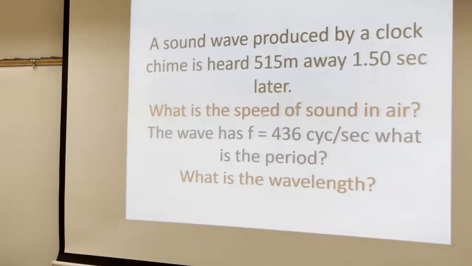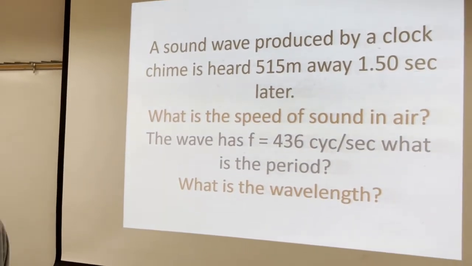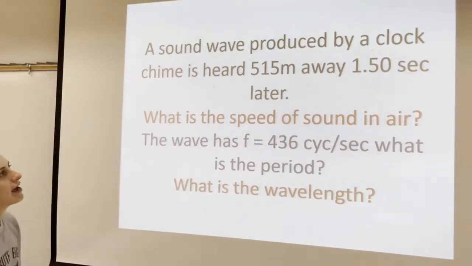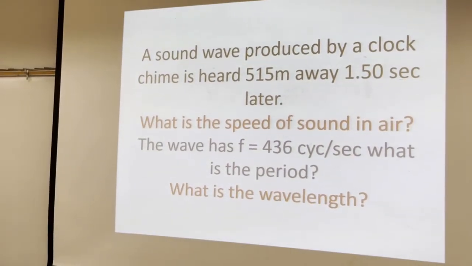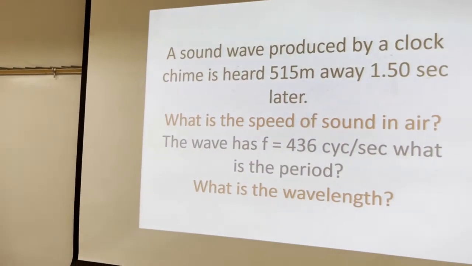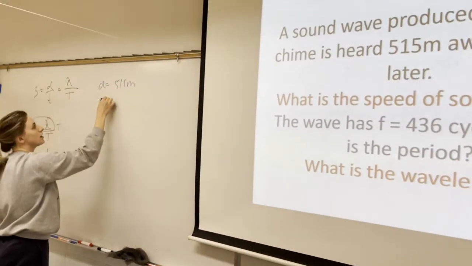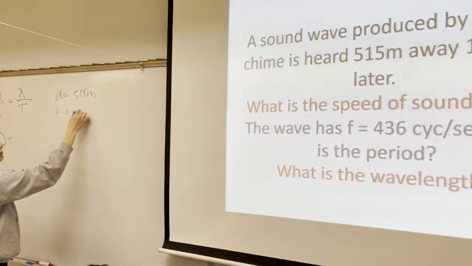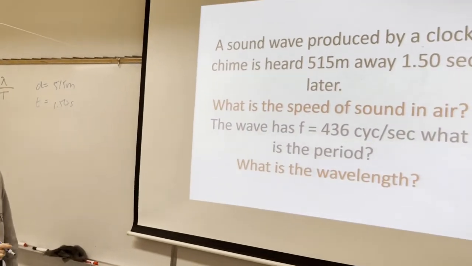Here's the question. A sound wave produced by a clock chime is heard 515 meters away, 1.5 seconds later. So distance equals 515 meters. The time is 1.50 seconds later. What is the speed of sound in air?